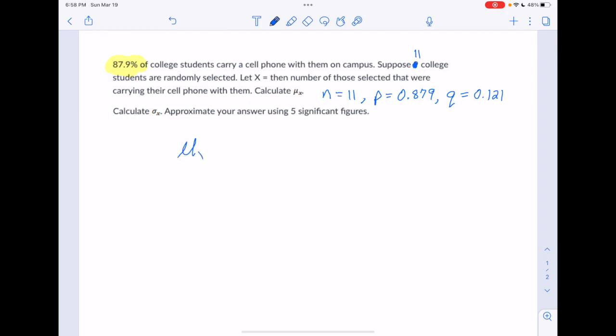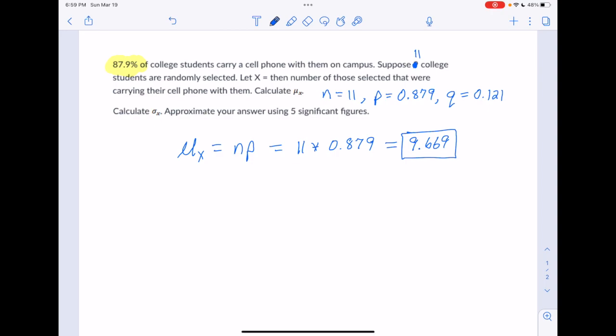Mu sub x has the shortcut formula n times p, and in this case that would be 11 times 0.879. We go to the calculator for that. It's a fairly straightforward calculation, and it gives us exactly 9.669. So they didn't actually give us rounding directions for mu sub x, and that's because when you're given a decimal value for p and then you multiply that by n, you don't have to end up rounding it at all. So we'll just take that answer, and that's what we'd enter into active learning.